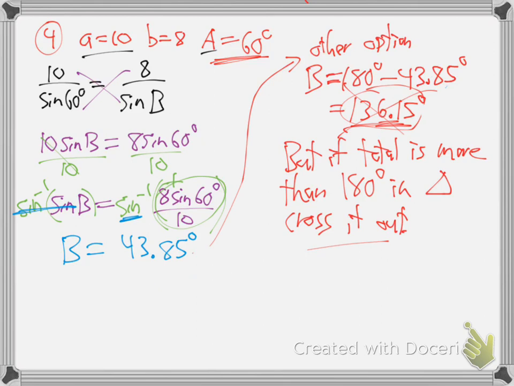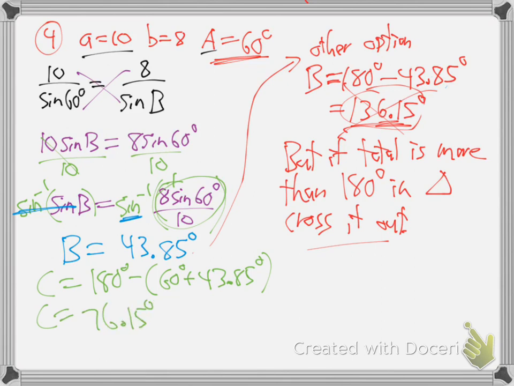Now how do we find angle C? Well, it's going to be 180 minus the other two, the 60 and the 43.85 added together. 180 minus that. Whatever that is, I'm getting 76.15 degrees. You get that for C? So now we have angle A, 60, angle B, 43.85, angle C.